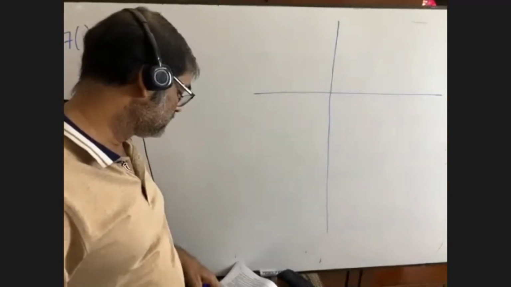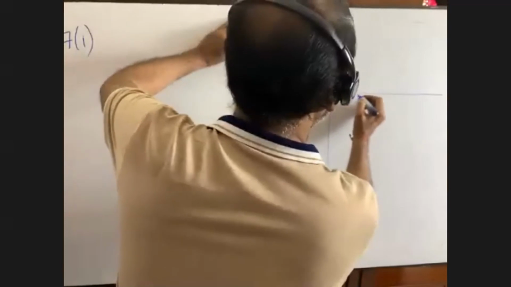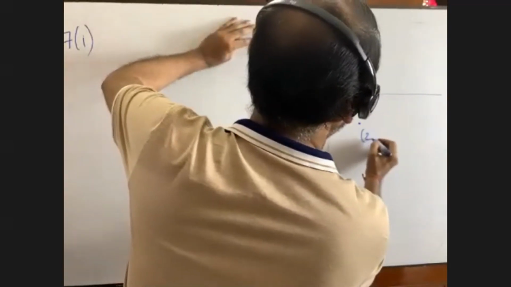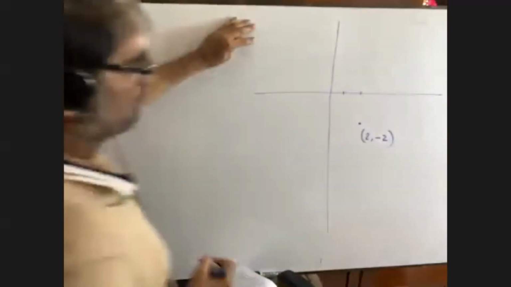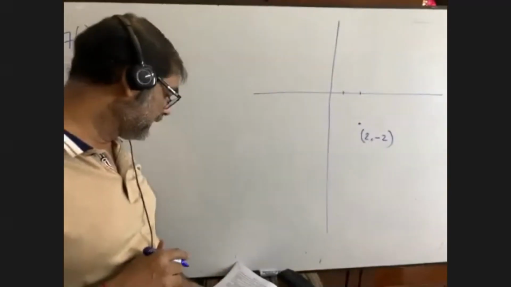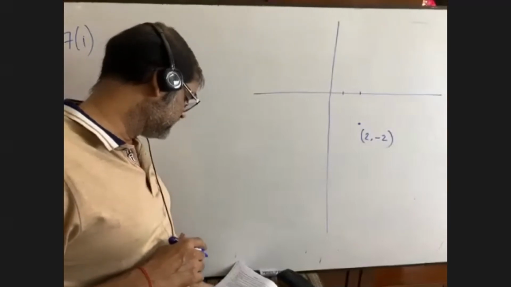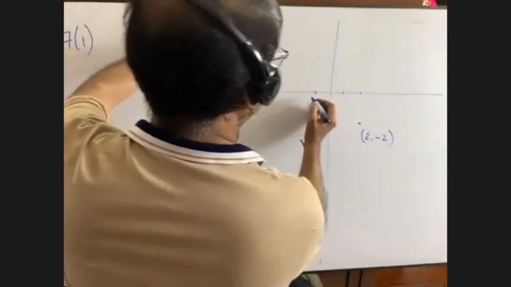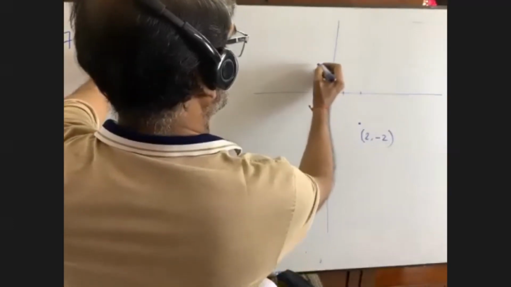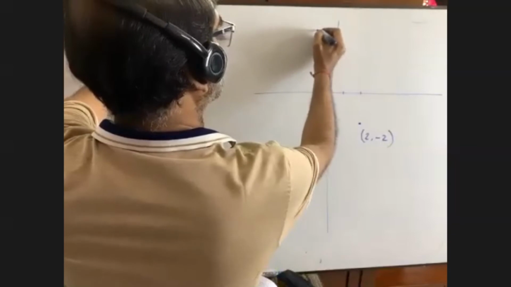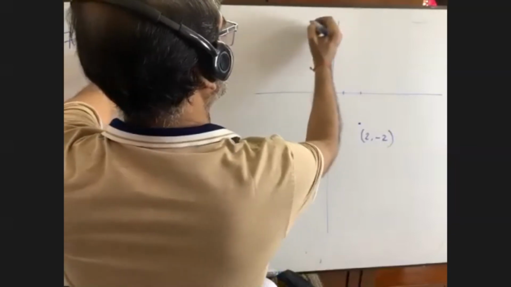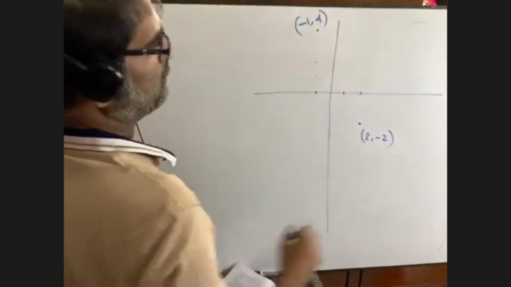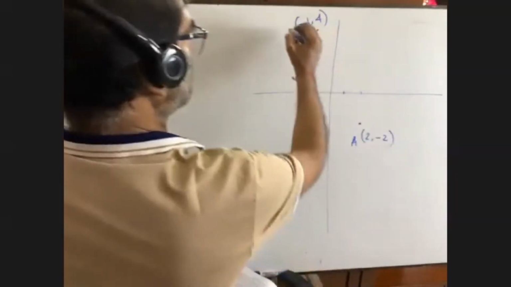The first point is (2, minus 2). This is 1, this is 2, so this is (2, minus 2). And here the next point is given as (minus 1, 4). This is minus 1, and this is 1, 2, 3, 4. This is (minus 1, 4). Suppose it is A and it is B.